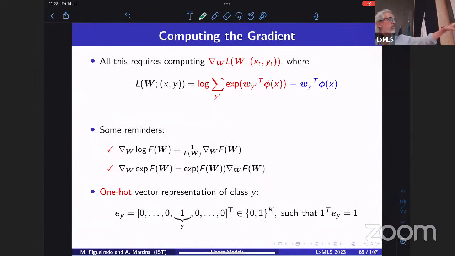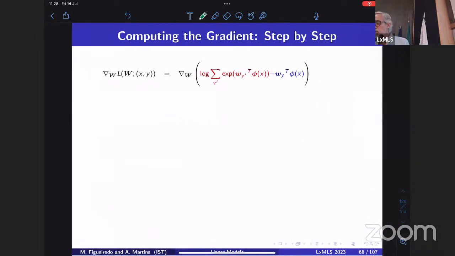And in the derivation, we'll use the one hot vector representation of class y that we already saw. We'll use this vector e_y, which is a k-dimensional vector that has a one in the position of the label of each sample, and zeros everywhere else. Let's compute the gradient. I'm computing it for the loss of only one arbitrary point, x, y. If I do stochastic gradient descent, I do this for each point. If I want batch, I need to sum these across the whole data set. First, the gradient of a sum is the sum of the gradients, so we can move the gradients next to each of those terms.